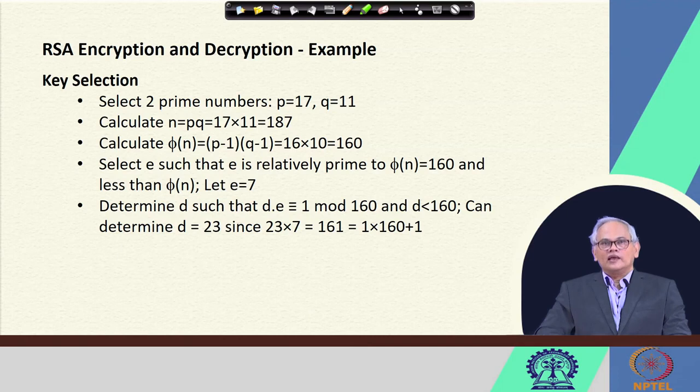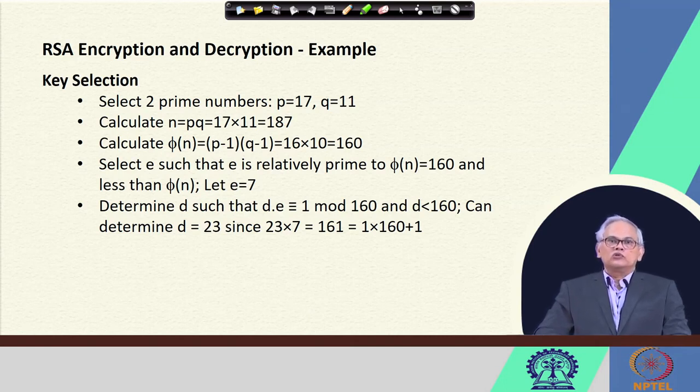We take an example, and this example has been taken from the book by Stallings on cryptography and network security. Let us consider two prime numbers. If you remember, we said there are two prime numbers to be chosen, p and q. So, let us choose p equal to 17 and q equal to 11. Of course, the actual p and q values will be very, very large. And then we calculate n equal to p into q, which is 17 into 11 and is equal to 187.